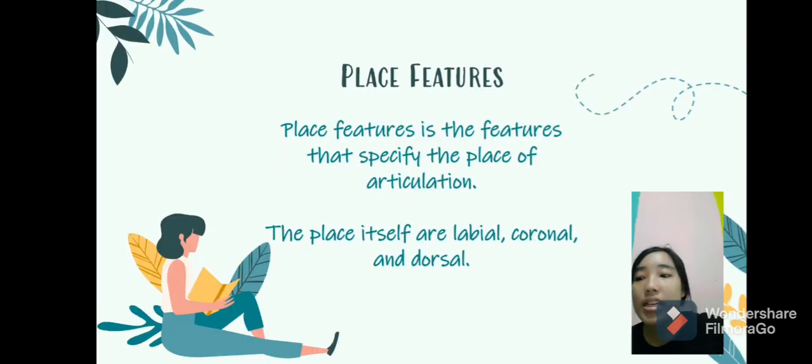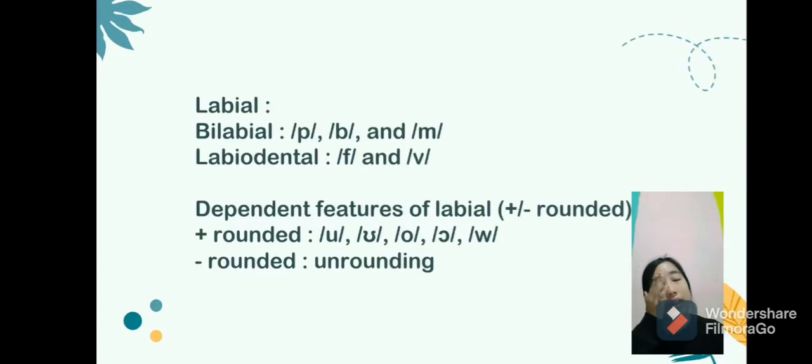So for the place feature, it is the feature that specifies the place of articulation. It's about labial, coronal, and dorsal. For the labial, it's about p, m, f, and so on. It's about bilabial and labiodental. Labiodental is f, and bilabial is p, m.